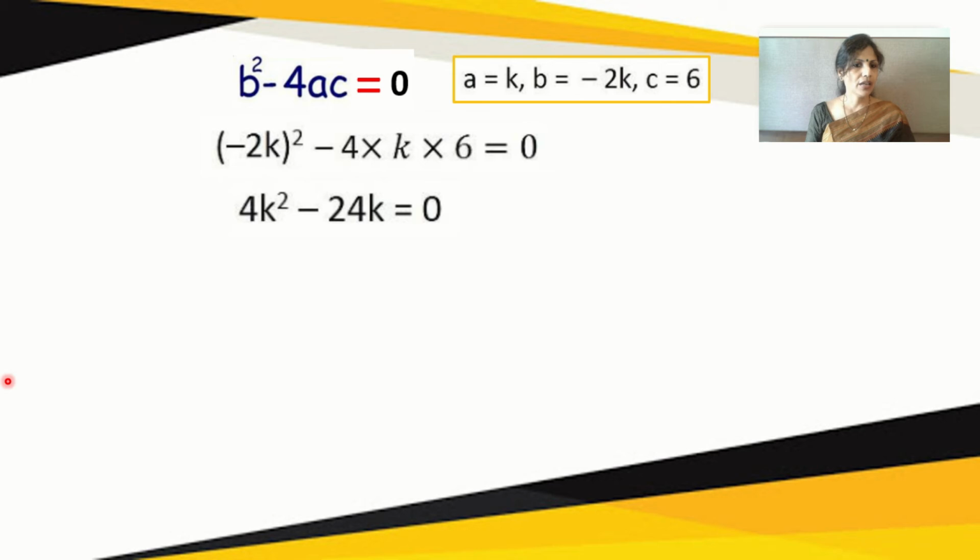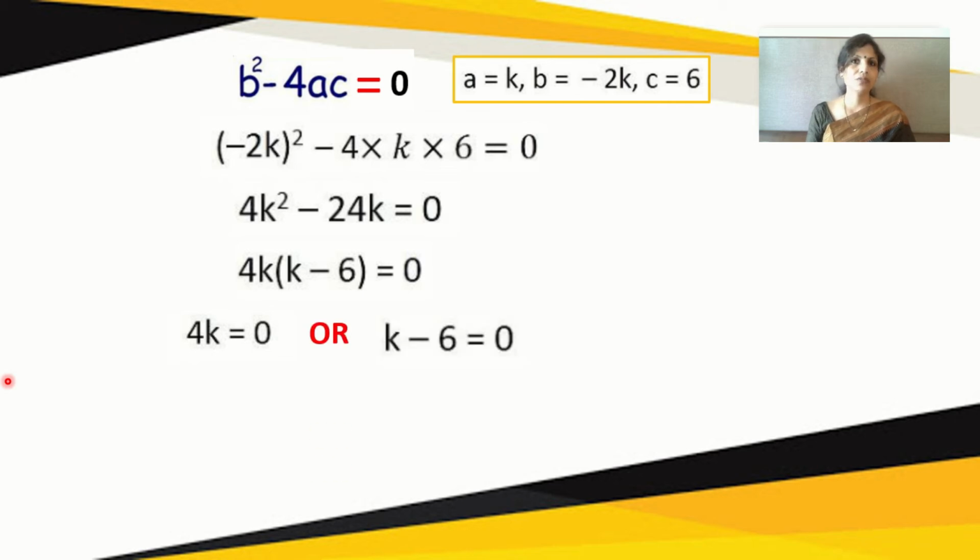We can take out k common. 4k in fact we can take common. So 4k in the bracket k minus 6 is equal to 0. And the meaning of this is either 4k is equal to 0 or k minus 6 is equal to 0. So we have got two terms there. So what do we get?